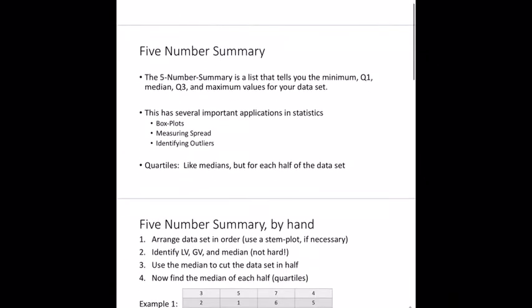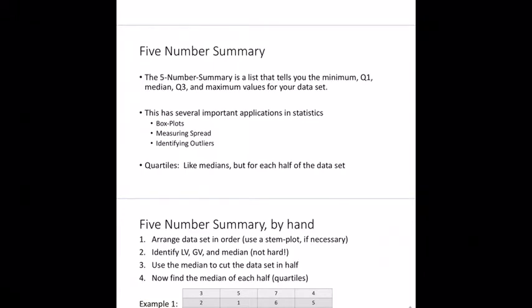So the 5-number summary is a list that tells you the minimum, quartile 1, that's what Q1 means, median, Q3, quartile 3, and the maximum value of your data set. This has several important applications in stats, which includes box plots, which we're going to learn how to construct today, measuring spread, which is one of the key measurements of a data set. We care about center and spread, so this is our first conversation about spread. Outliers talks about what data values don't really make sense for the data set. And those are big takeaways that we can get from this 5-number summary.